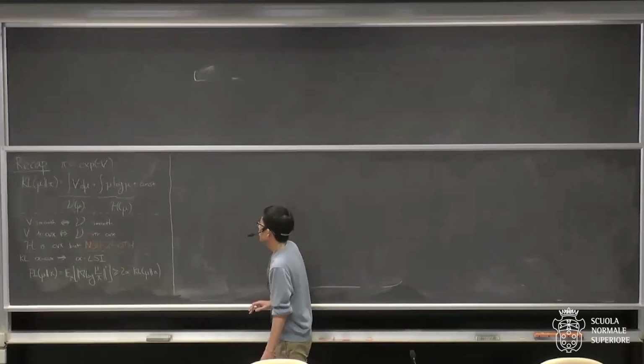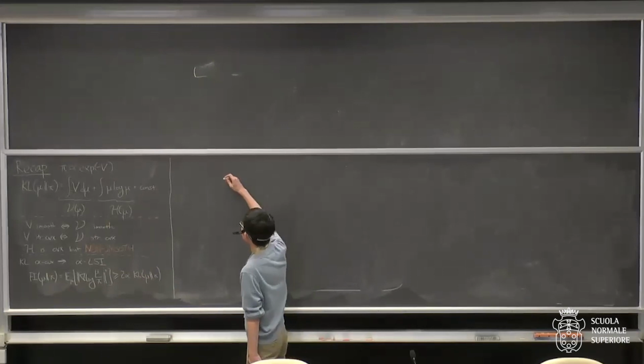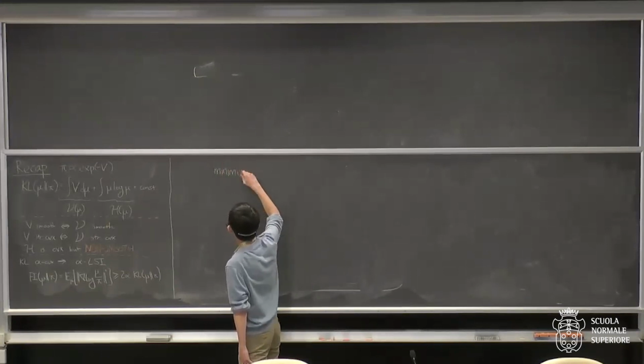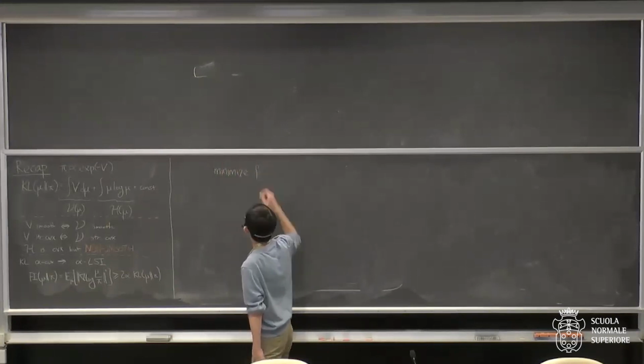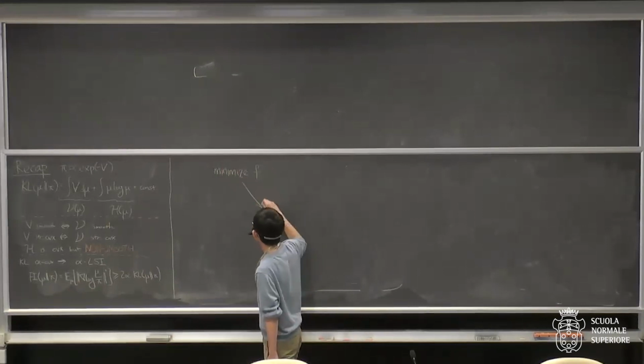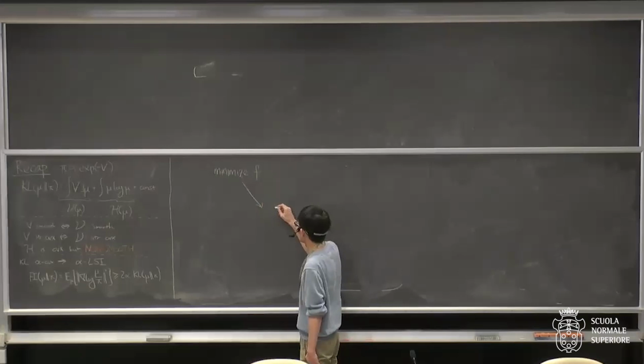Okay, so what were we talking about last time, in the last 10 minutes? In optimization, say we want to minimize some function f, then we know that in general you can always follow the gradient flow.